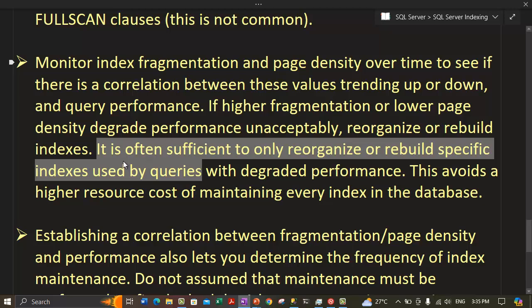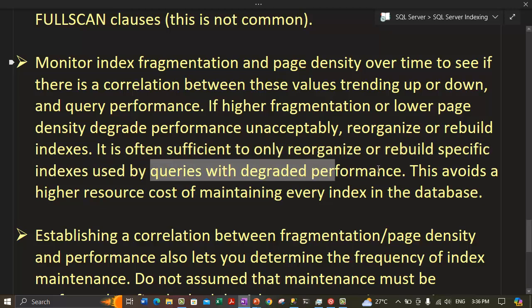And sometimes it is sufficient to only reorganize or rebuild specific indexes used by the queries instead of rebuilding all the indexes. So queries with degraded performance specifically can be checked to see which indexes are outdated, so we can rebuild them or reorganize them.